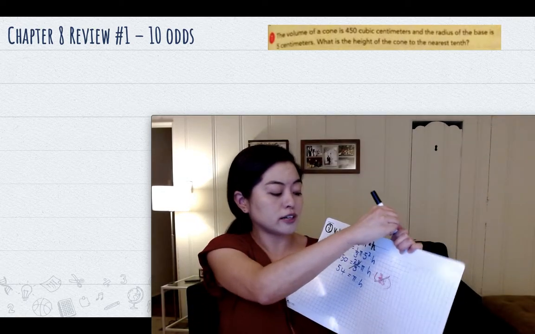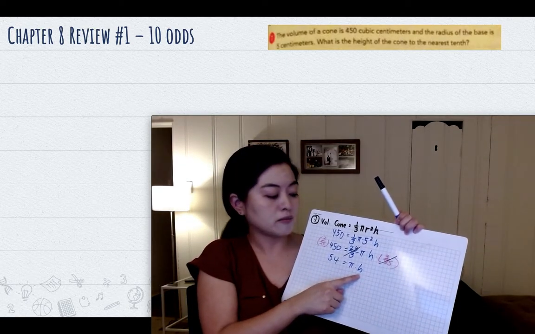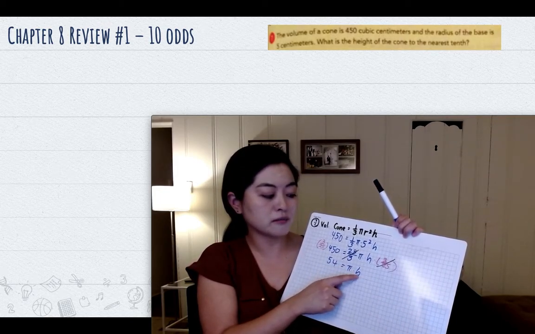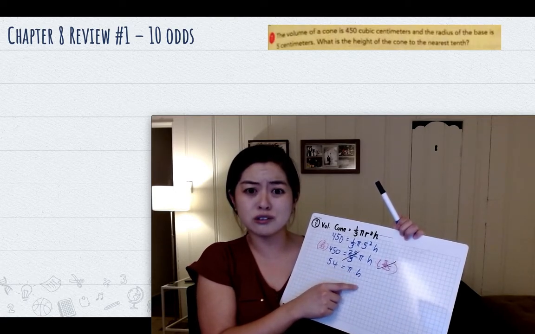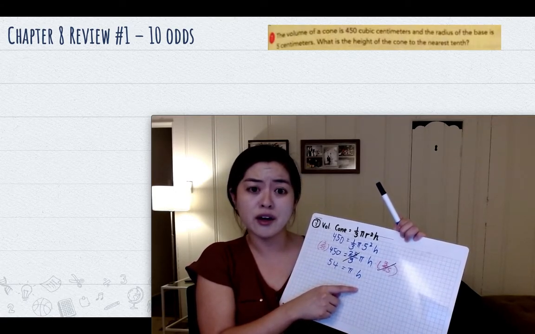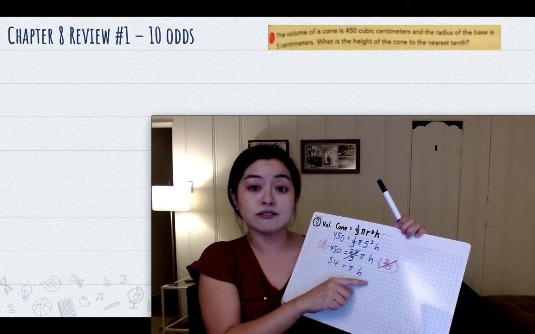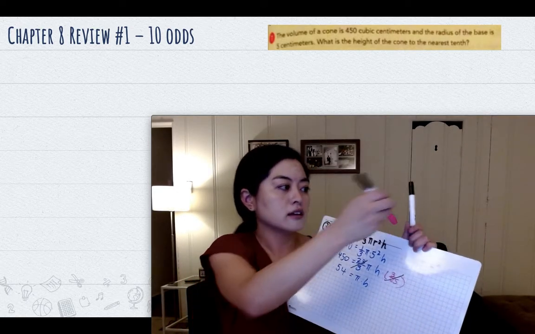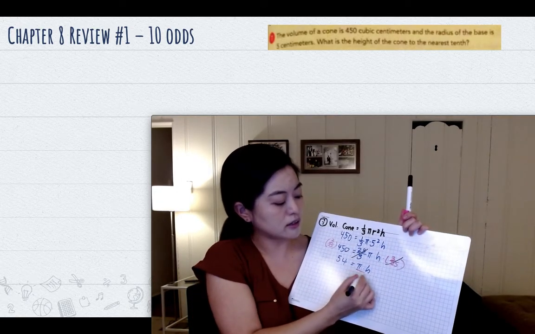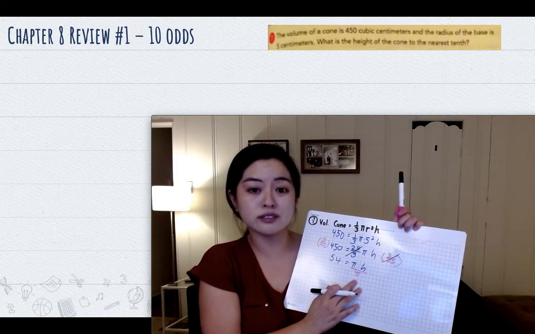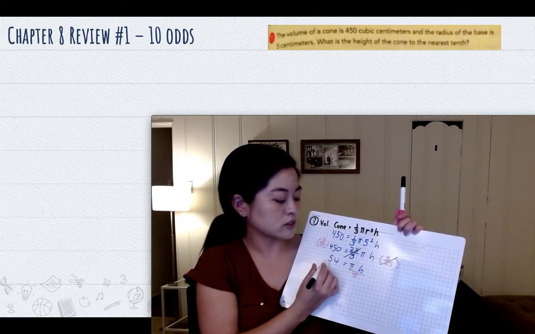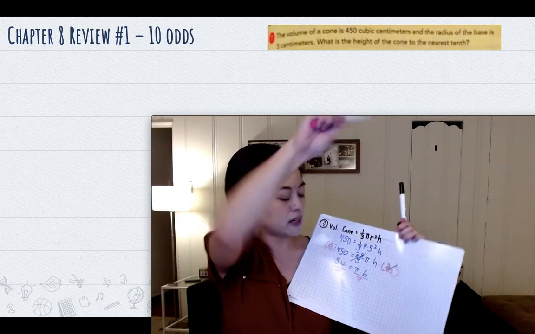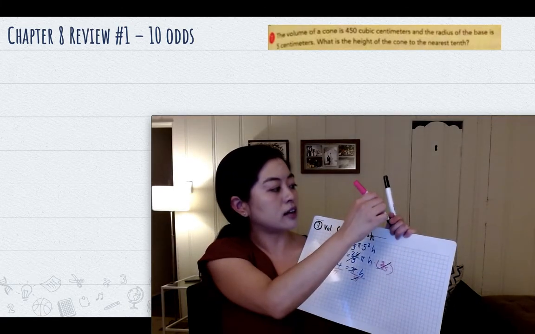So I want to get the height on its own. I see that pi is being multiplied by the height, so I want to undo this multiplication. I have to divide by pi to get h by itself. So again, with a different color, I'm going to divide by pi, and whatever I do on this side of the equal sign, I have to do on the other side of the equal sign. And that makes my pi's cancel out.